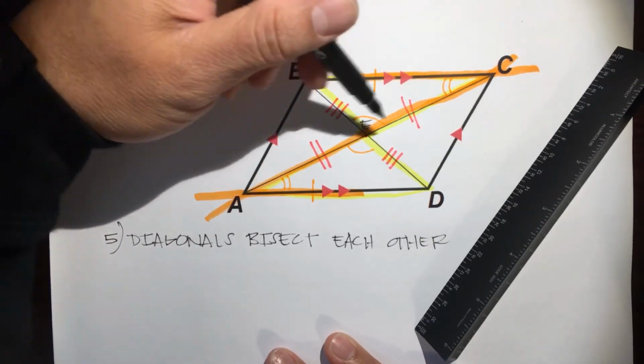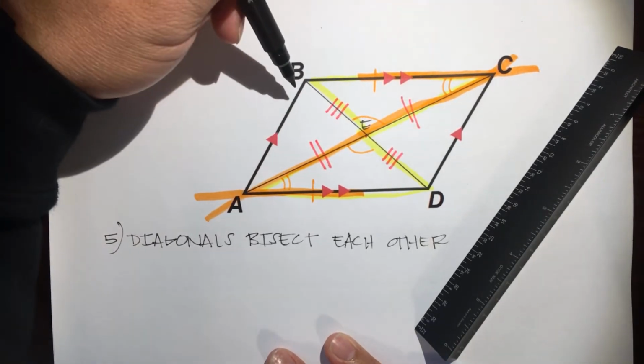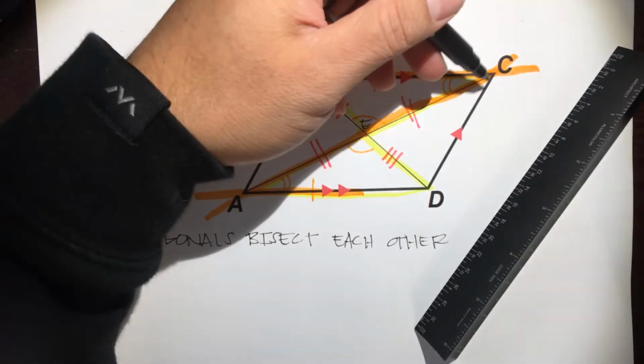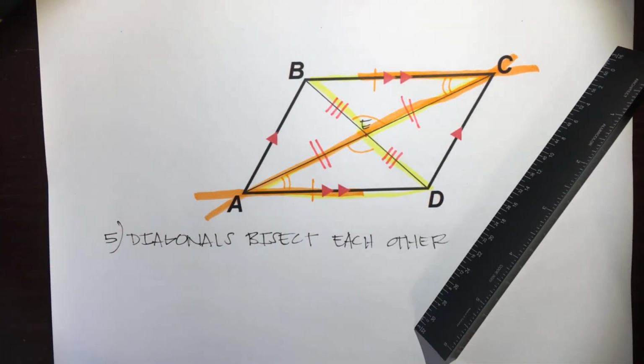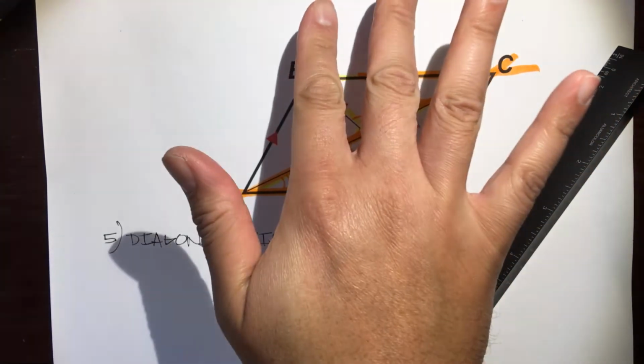So if this is 2, this has to be 2. If this is 3, this has to be 3. And this entire thing is 6, this entire thing is 4. Or whatever numbers you want to put. Just diagonals bisect each other. There are the 5 facts about parallelograms.